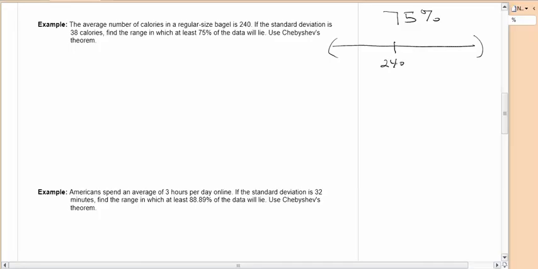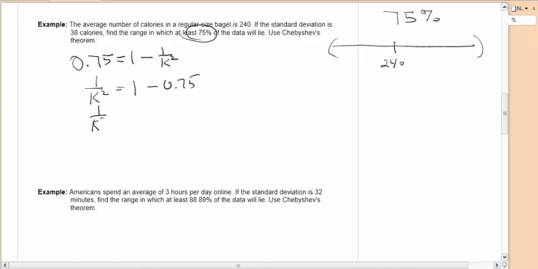Okay? Now, I'm given the percentage here. Chebyshev's relates the percentage to this formula here, right? This allows me to solve for k. 1 over k squared is 1 minus 0.75. 1 over k squared is equal to 0.25. Once again, if you solve for k, show yourself you're going to get k equal to 2. Okay? And k is equal to 2.